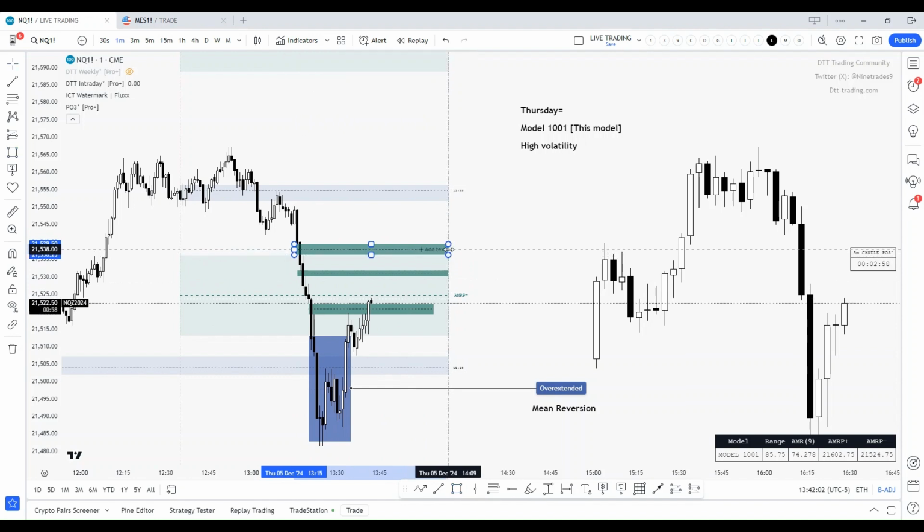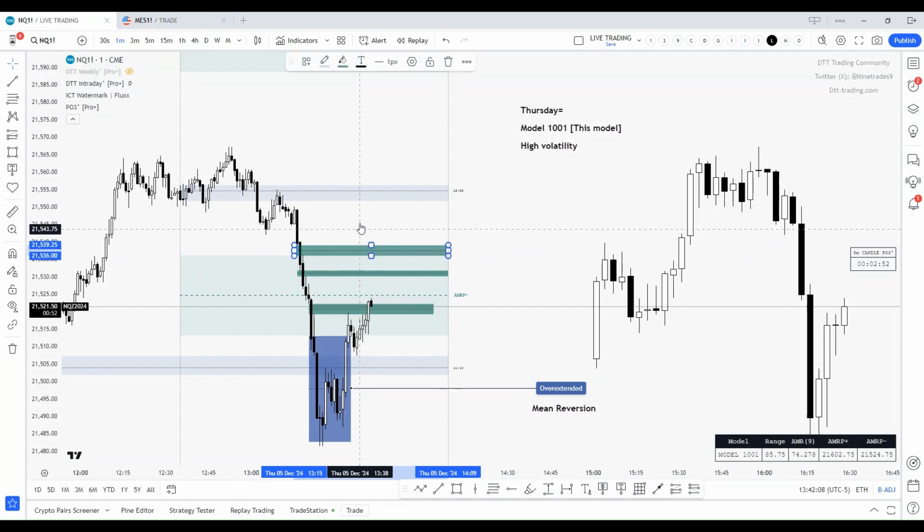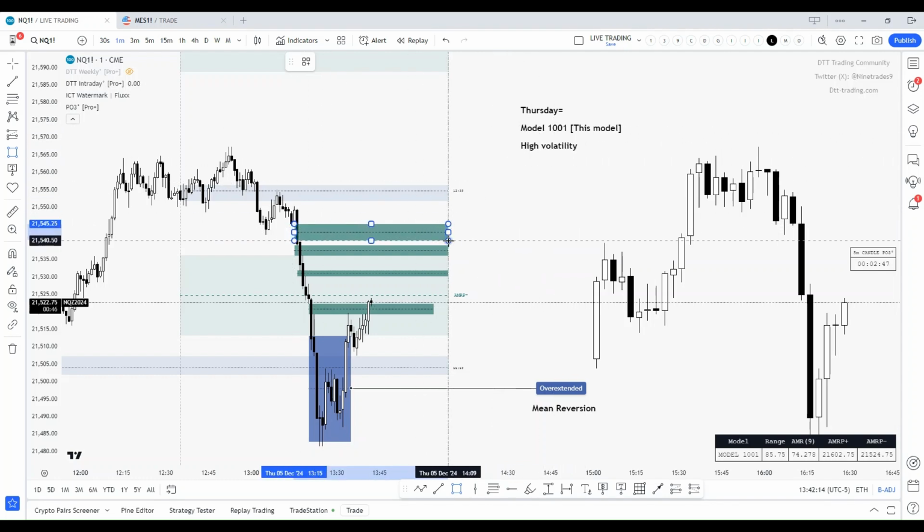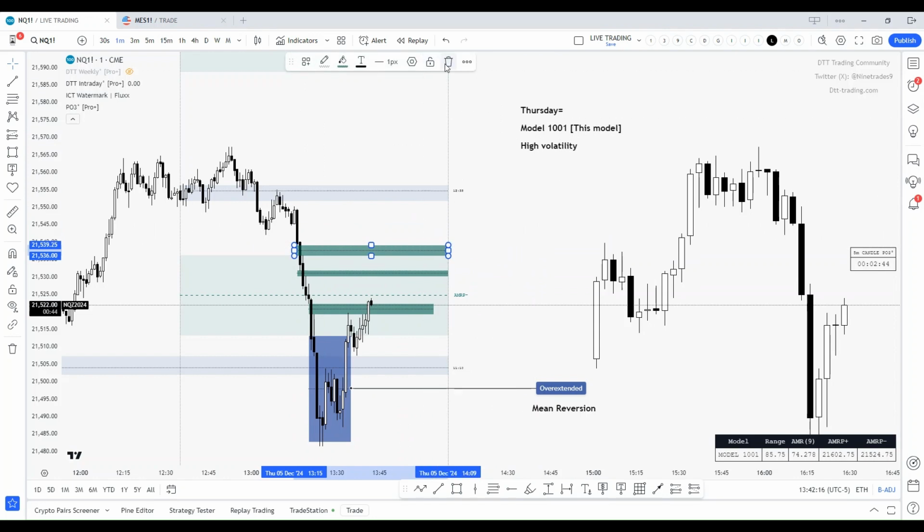I think this happened more recently. The most recent example I can think of might have been during Asia, but this tends to happen a lot during Thursdays and Fridays in the PM session. So we'll have all these fair value gaps here, right? Just watch those, see how price interacts with those.